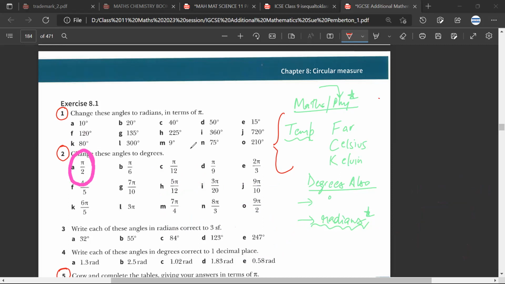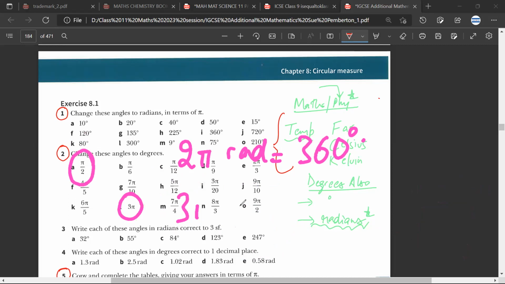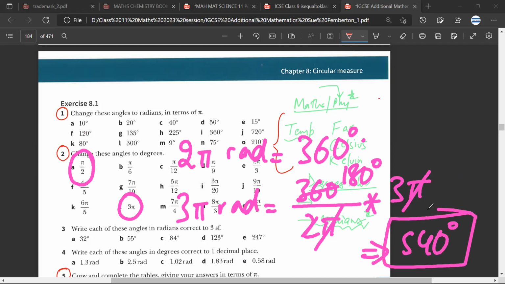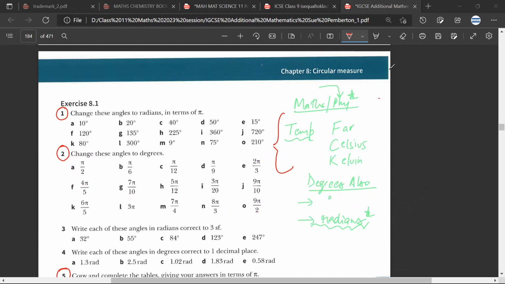So 2 pi radians is 360 degrees. And if I have to do, for example, 3 pi radians, then 3 pi radians would be equal to 360 upon 2 pi into 3 pi, and pi and pi will cancel, giving 540 degrees. Avantika, any doubt? So I will send you the answers also. The answers are available.